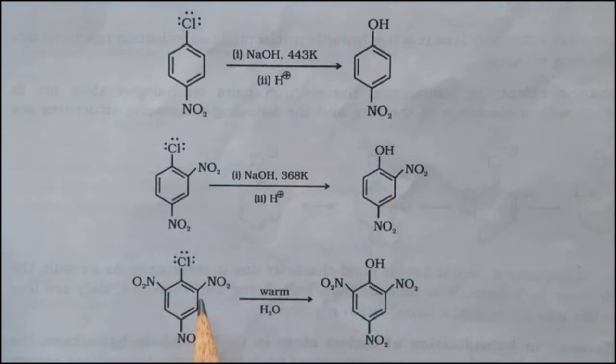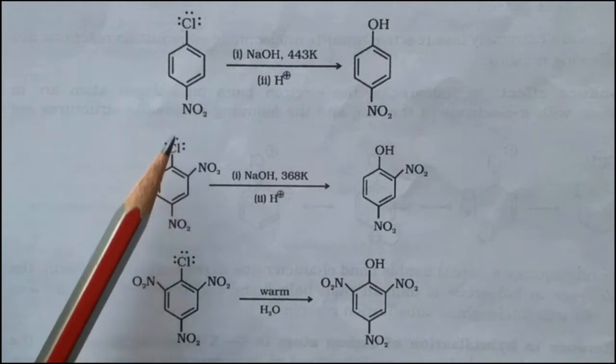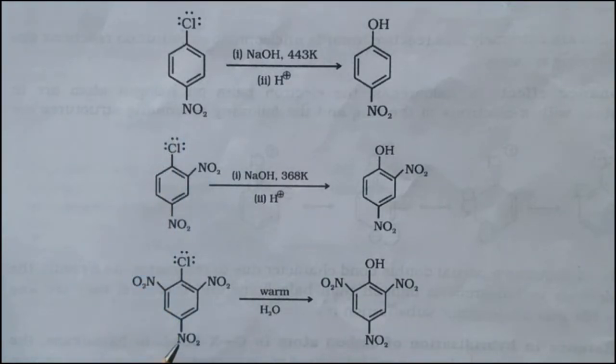In the third case, all the ortho and para positions are occupied by electron withdrawing groups. Here neither sodium hydroxide nor higher temperature is required. Just warm this compound with water. You can replace Cl by OH. That means the more the number of electron withdrawing groups, that too in the ortho and para positions, the more the reactivity of halogens increases. But if the electron withdrawing group is present in the meta position, no such effect on the reactivity of halogen is observed.